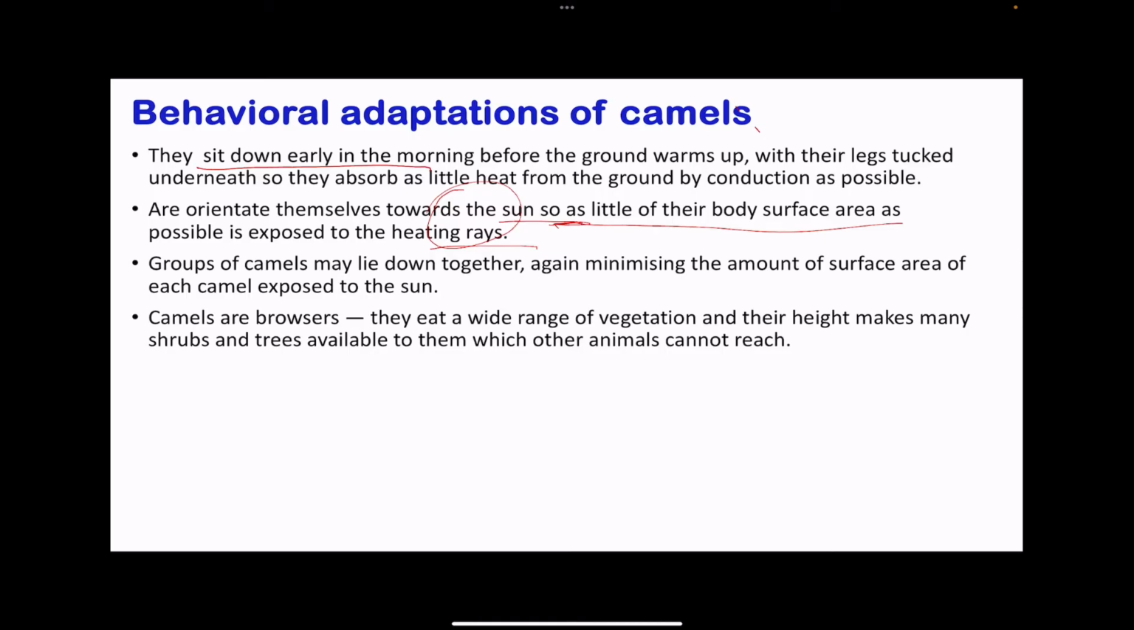They may lie in groups so that they minimize the amount of surface which is going to be exposed to the sun. And again, when they come in groups, some of the areas like this part and that part are going to be shielded from the sun, meaning it's going to decrease the amount of heat they're exposed to. Also, camels can eat a large range of vegetation, and this provides them with a lot of food sources, even in the harsh conditions of the desert where there is little food.